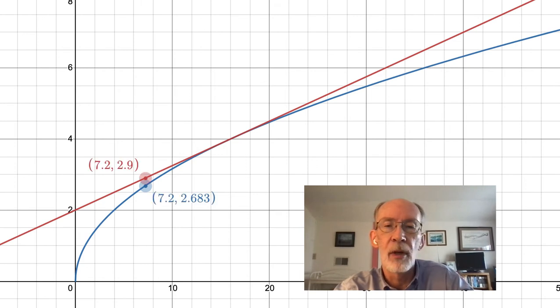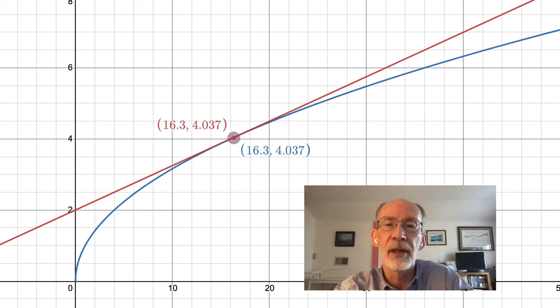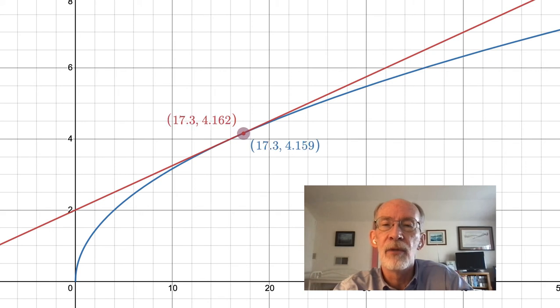maybe even give some coordinates, you can get a sense for how this looks when we're right at x equals 16 or very close. Of course, we have a perfect fit at x equals 16. We have a very good agreement for values, depending on what you mean by good, somewhere in this neighborhood.